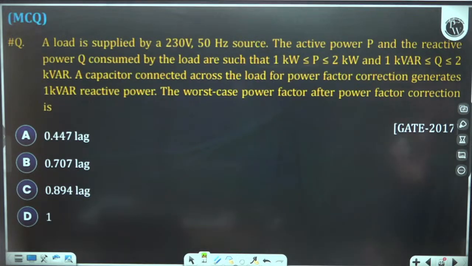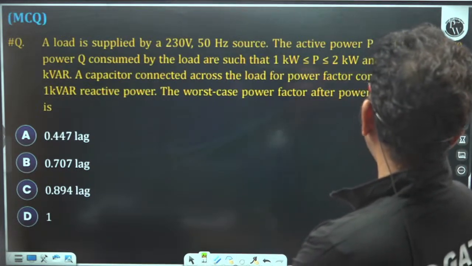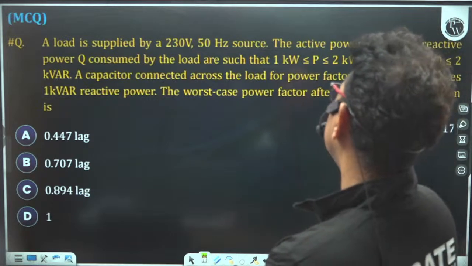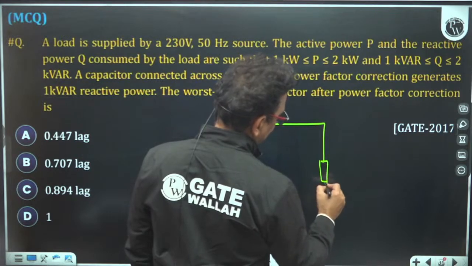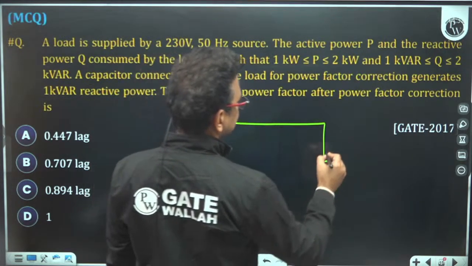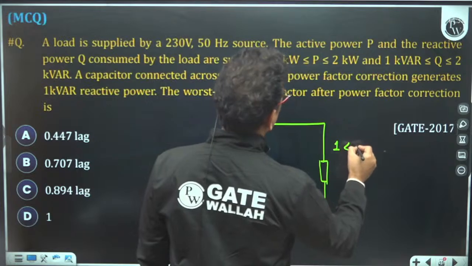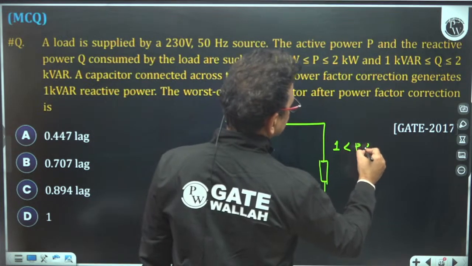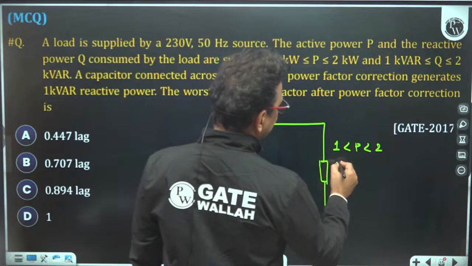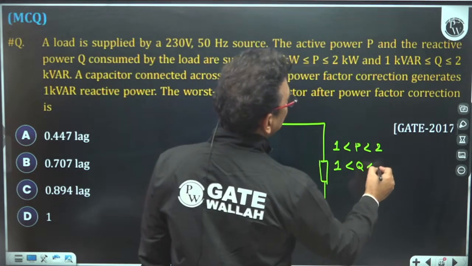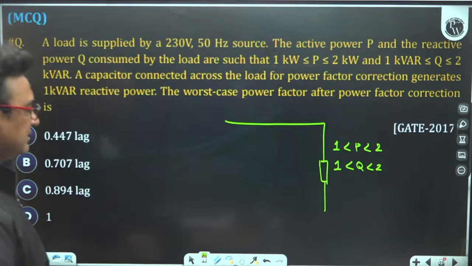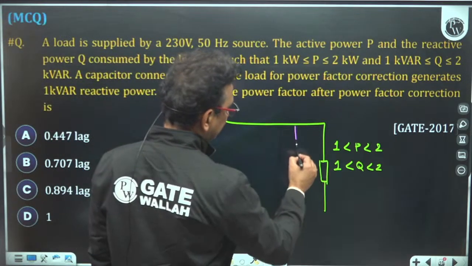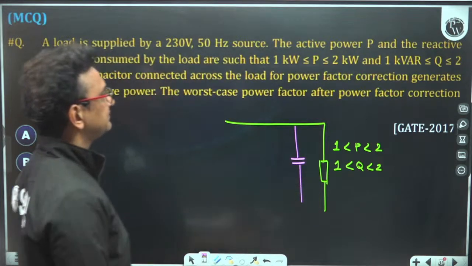Okay, come to the next question, from reactive power. A load is supplied by a 230 volt 50 hertz source. The active power P and the reactive power Q supplied by the load are such that, see, a load is connected here. The load takes active power somewhere between 1 and 2 kilowatt. It also takes reactive power between 1 and 2 kVAr. A capacitor is connected across the load for power factor correction. So I have connected a capacitor here for the power factor correction.